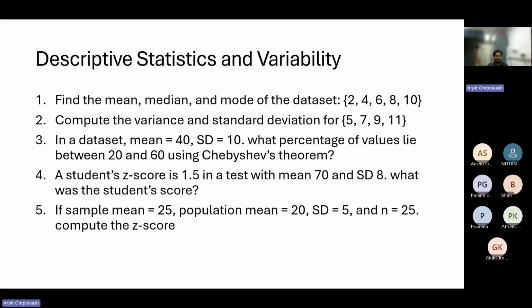Okay, so Pradeep is asking how to solve question number 3. So we talked about Chebyshev's theorem, which basically tells us how much percentage of values lie between X standard deviations of the mean. So here you have the mean, you have the standard deviations. You have to figure out basically the range. Is it how many standard deviations away from the mean is it? And then use the formula that we used, 1 minus 1 by k squared.